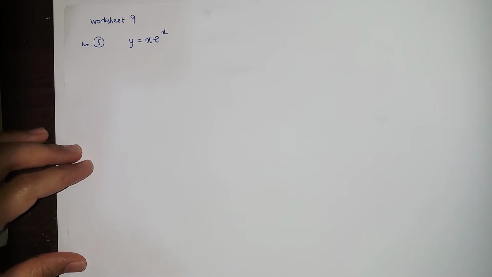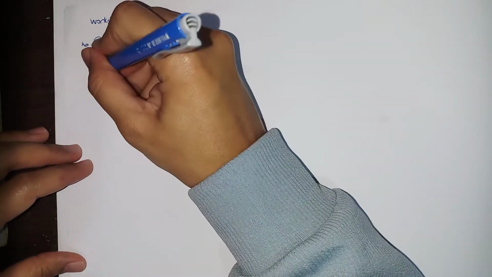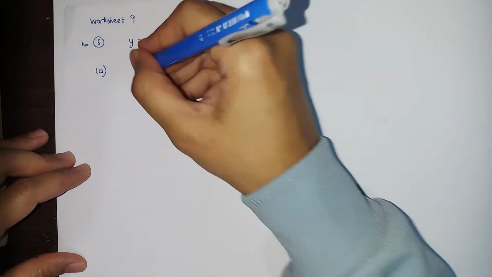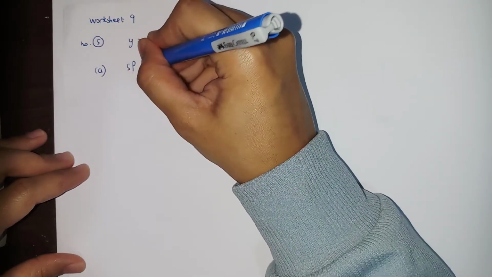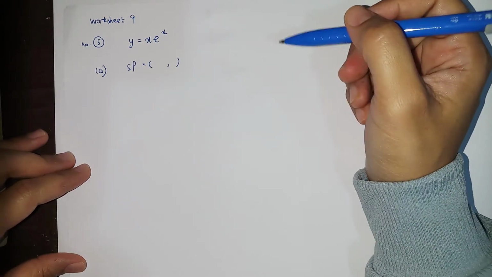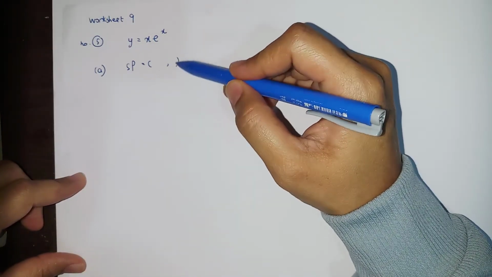So number 5: a curve has equation y equals x e to the power of x. This is part A. Find in terms of e the coordinates of the stationary point on this curve and determine its nature. For part A, we have two questions to answer. The first one is to find the coordinates of the stationary point. Coordinates must be in terms of x and y. The question states that our answer must be in terms of e, so you must have e inside here.